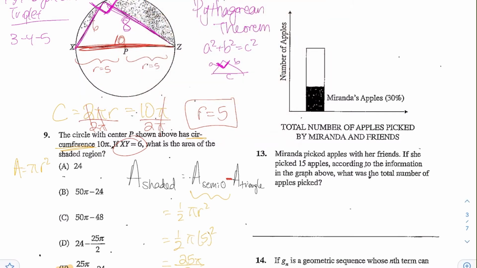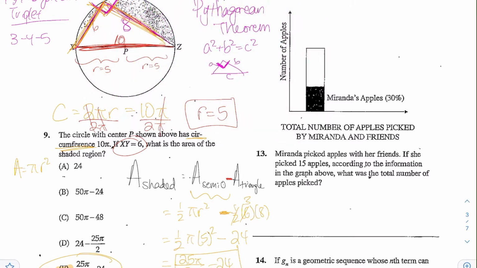So once you know that the base is 6 and the height is 8, and these are perpendicular, you can use the area of the triangle, which is 1/2 base times height, which is 6 times 8. So you'll be subtracting 1/2 of 6, or just 3, times 4, which is 24. So the answer is 25 pi divided by 2 minus 24, choice E.